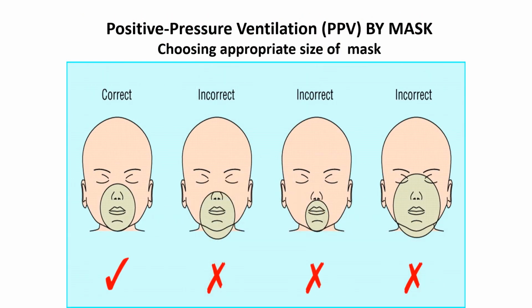And this is the correct way of choosing the appropriate size of the mask. The first one is the correct size of the mask. It covers the nose, the mouth, and the tip of the chin, while the other types are incorrect because either they are too small, or very large so that it covers the eye and goes down to the neck and compresses the neck.